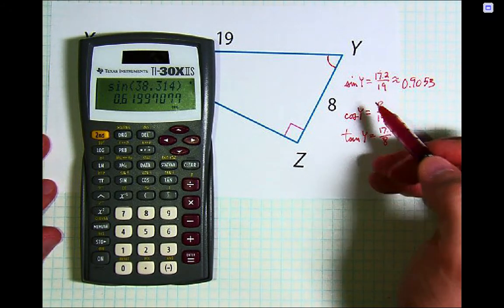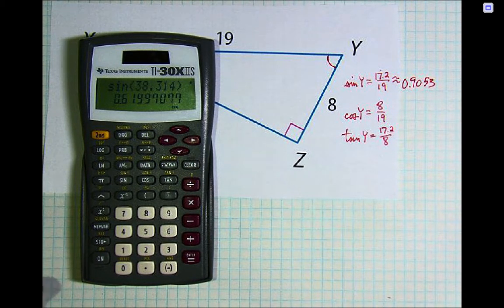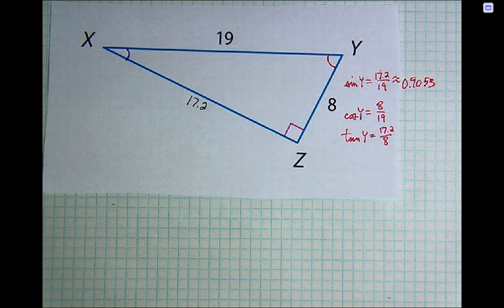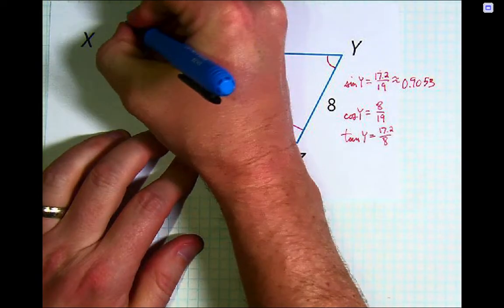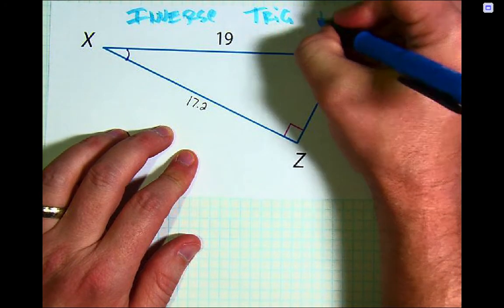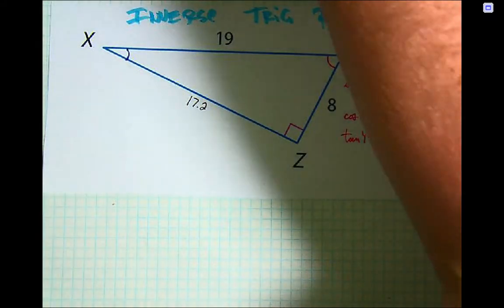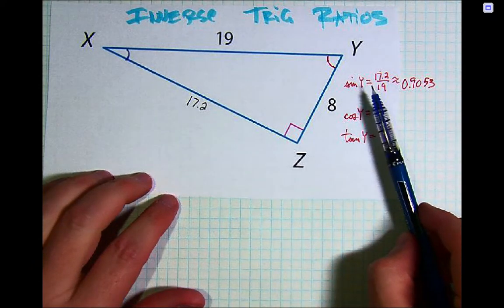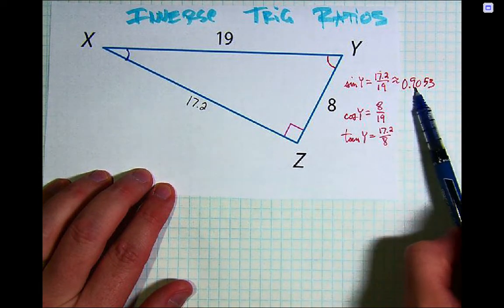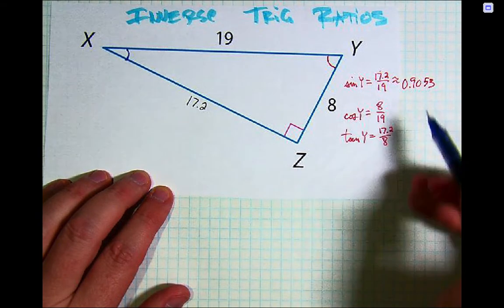We are going to use something called the inverse trig ratios. And the inverse trig ratios are going to be very, very helpful in solving a problem like this. Inverse trig ratios. We know what an inverse is. It's kind of like doing the opposite of something. So instead of signing this angle to get the ratio, I'm going to unsign the ratio to get the angle.